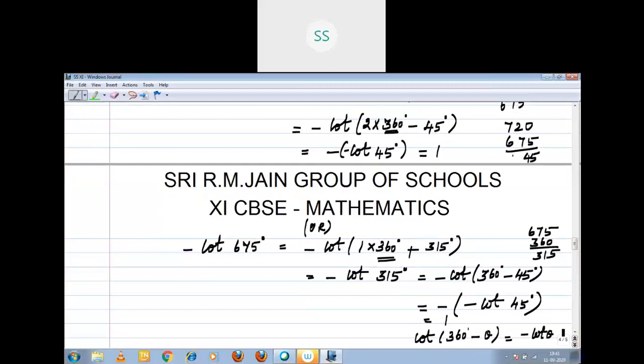So the rest of the functions, if it enters, it will act as negative. Got it, children? You have to go through it. If you have any doubt, you should ask me. I will clarify. Thank you, children.